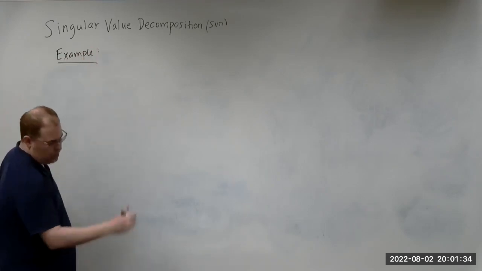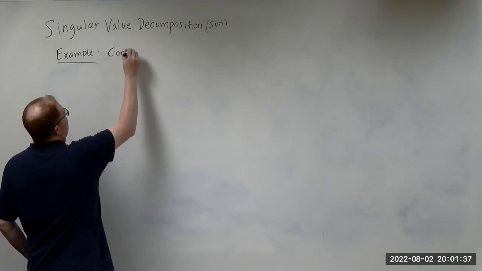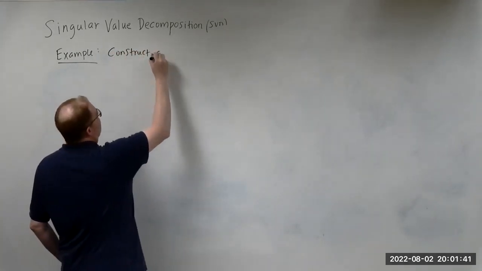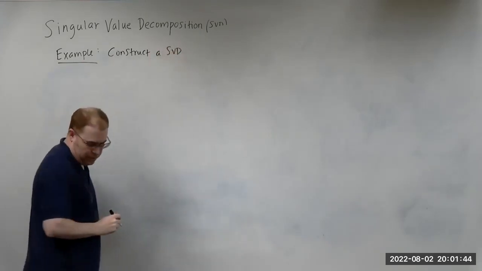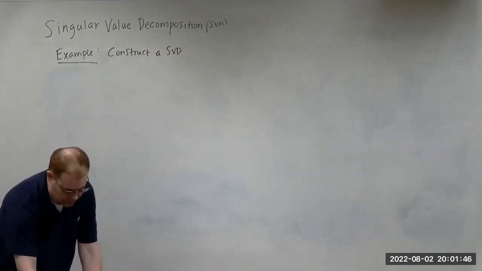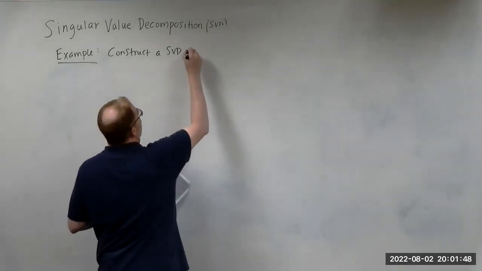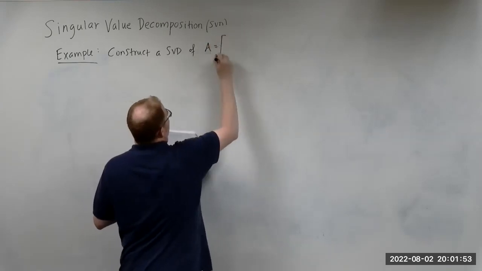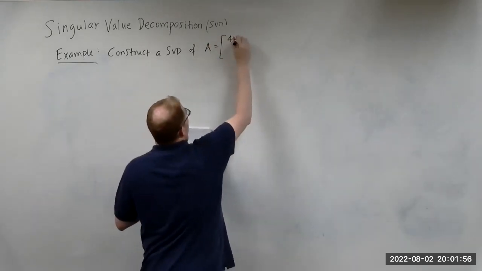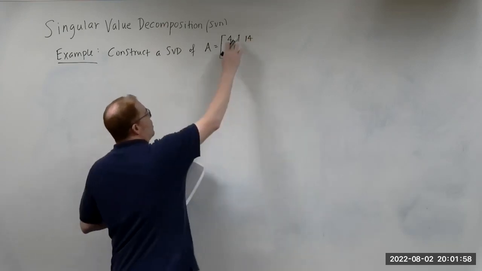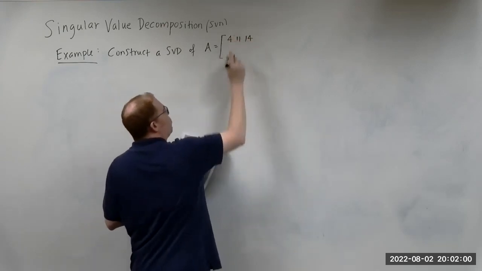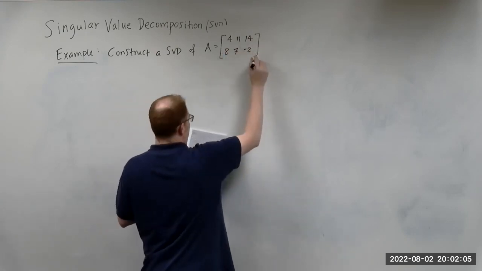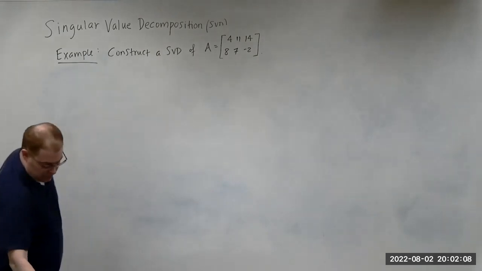So let's say we want to construct the singular value decomposition of B. So we have four, let me write that a little bit better. 4, 11, 14, 8, 7 and minus 2. All right.